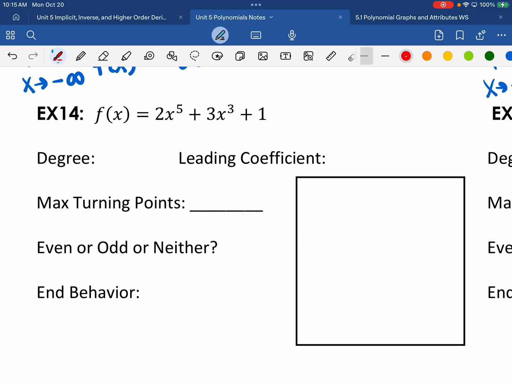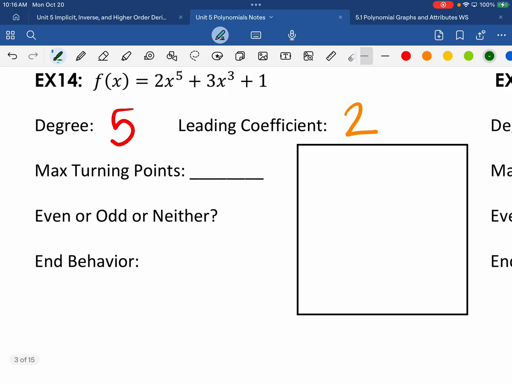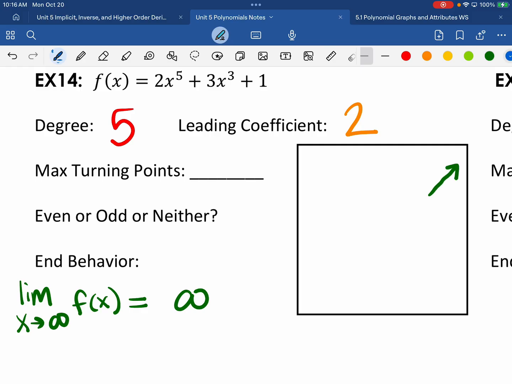All right, so let's do this next one. The degree is going to be 5. The leading coefficient is 2. It was right under it. You're right. All right, the limit as x approaches infinity. So the right side of my graph is going to be infinity because my leading coefficient is positive. The right side's going to go up. Now the left side, negative infinity, because my degree is odd, they should be going different directions. So that one's going to go down.